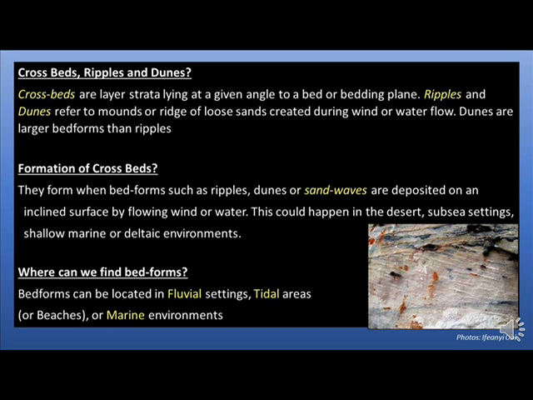Now, how are crossbeds formed? Crossbeds are formed when these ripples or dunes are deposited on inclined surfaces, and that can happen in the deserts or in shallow marine or deltaic environments. We can find them in fluvial settings, tidal areas, or in marine environments.